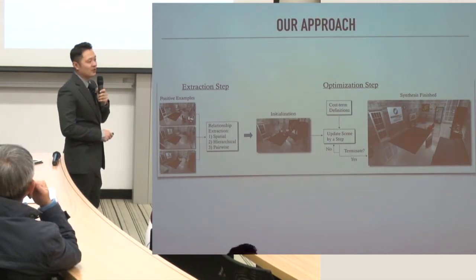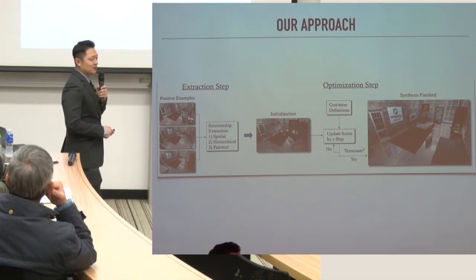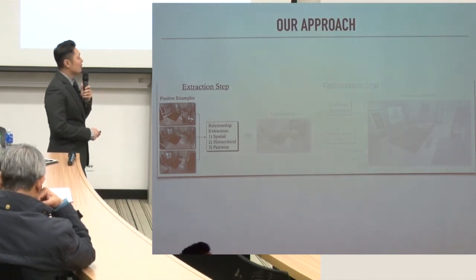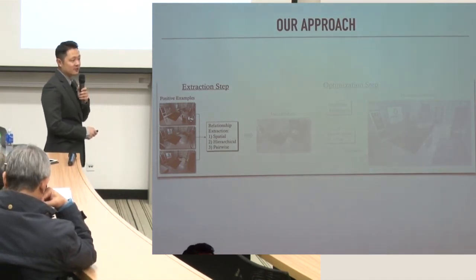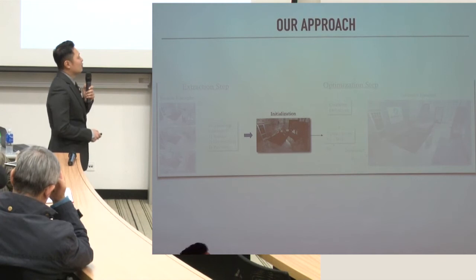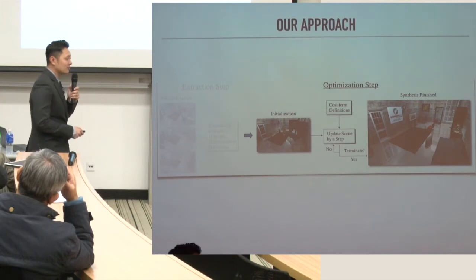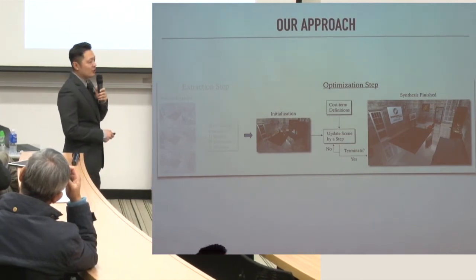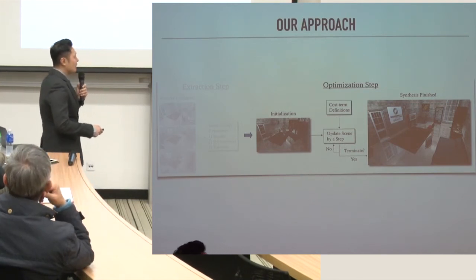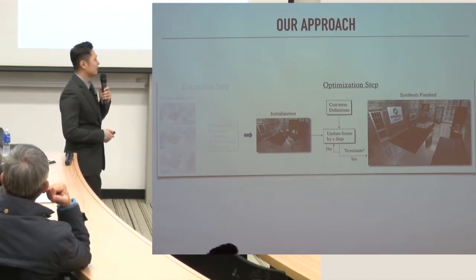And then we developed a computational design approach. This is the overview of the approach. It basically has two major steps: an extraction step and an optimization step. In the extraction step, we extract some useful spatial relationships from some positive interior design examples. And then we randomly initialize the furniture placement. Then during the optimization, with the relationships learned from the positive interior design examples and other ergonomics considerations, we iteratively optimize the design until it reaches the desired design from the users.